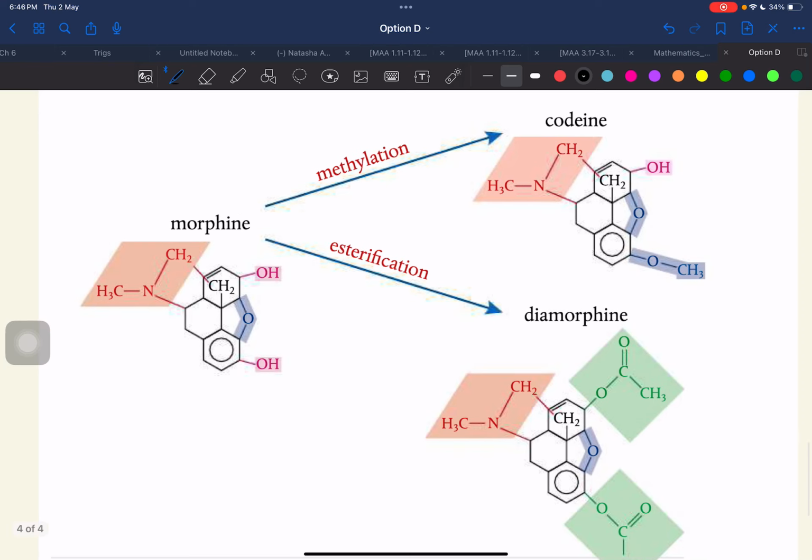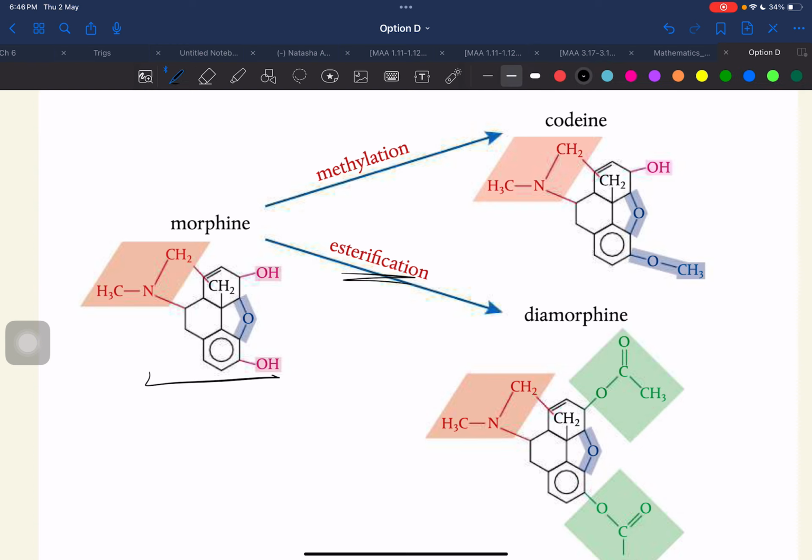Right, so in the previous video we covered the concept of methylation. Now this time we're going to work on esterification. So again, from the name you can figure out that probably an ester is going to be substituted in the morphine, and you're probably right. So we have a morphine here, then through the esterification will form diamorphine.